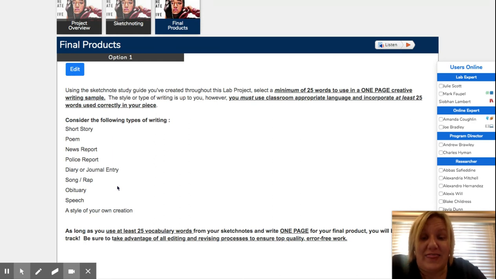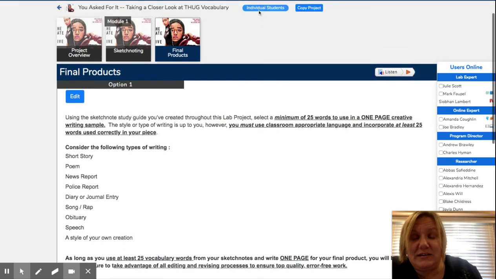And ultimately, because it is a final product, you have to take advantage of the editing and revising processes to ensure top quality, error-free work. I feel like I'm a robot every time I say that. But make sure once you get to the final product, you've done the editing and revising. All right, so short, sweet, quick, easy project for you.